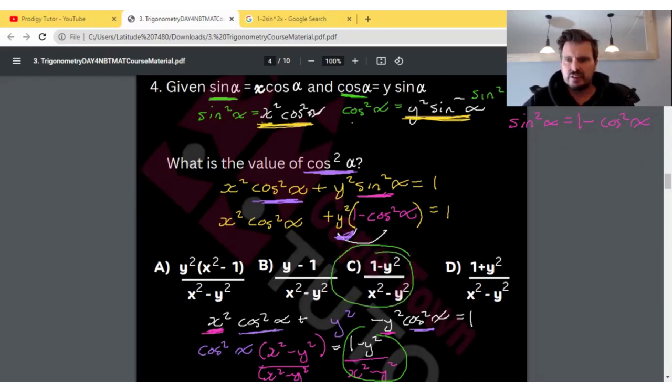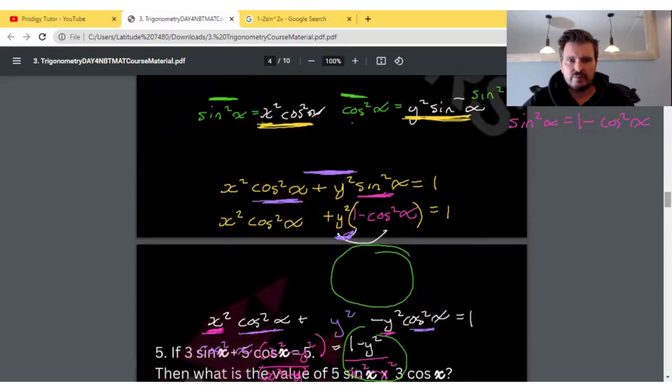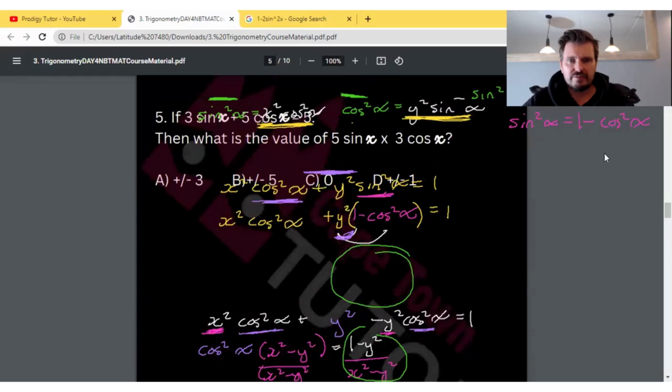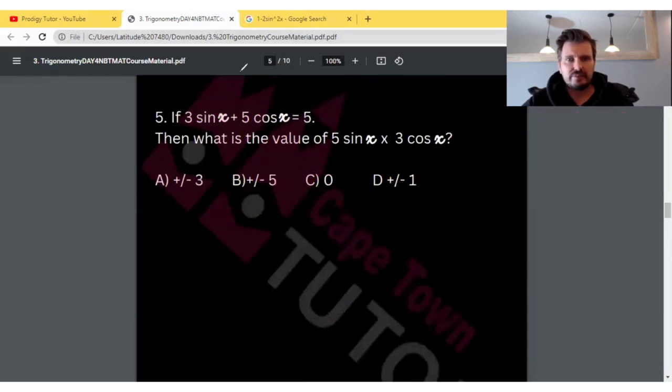Okay, let's go on to the next one. Number 5. Another tricky one. Thanks, Enzo. Okay, so here they tell us this: 3 sine x plus 5 cos x equals 5. And they're asking, what is this value here?